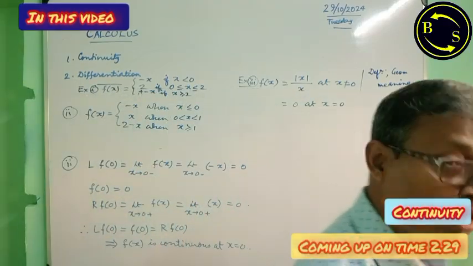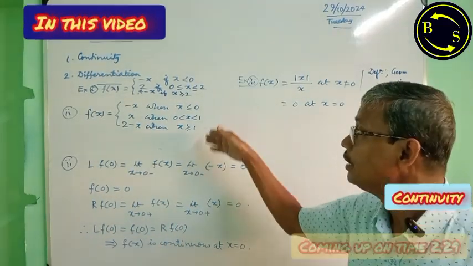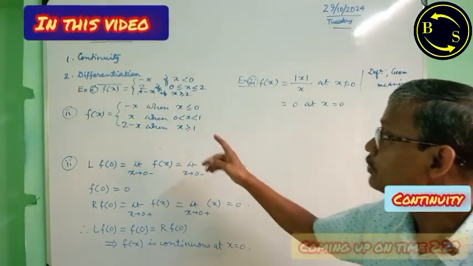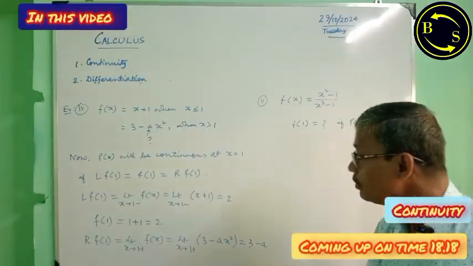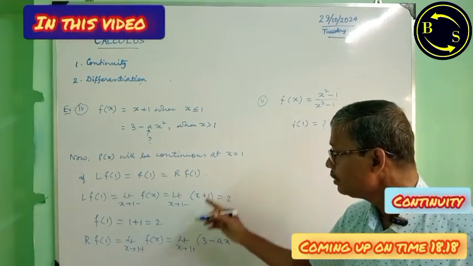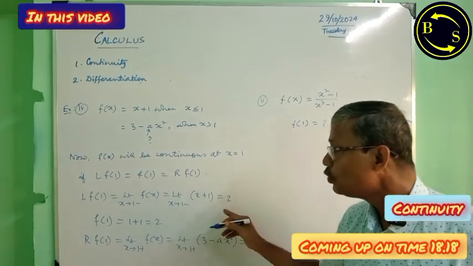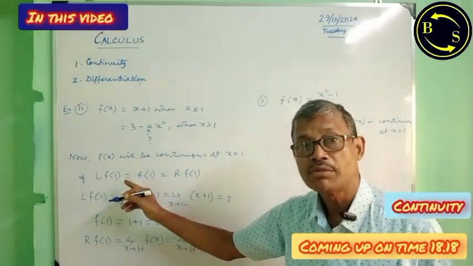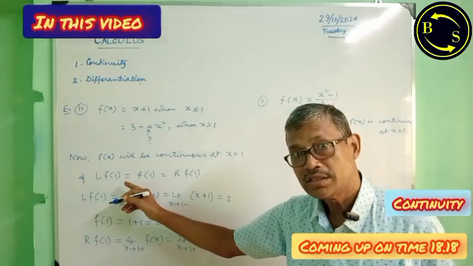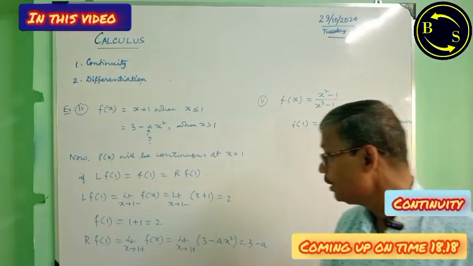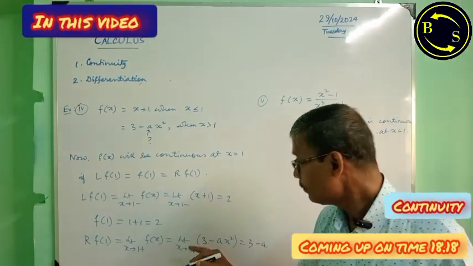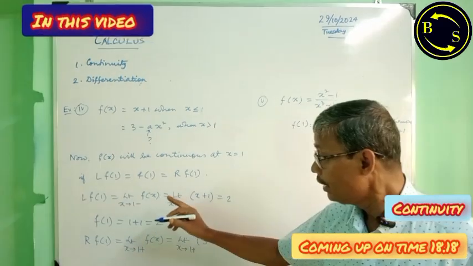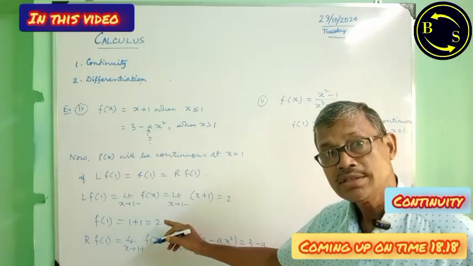Also, by drawing the graph of the function as the conditions are given, we can show easily f(x) will be continuous. Now we find LF1 and F1, both 2, and already we have mentioned the condition of continuity of the function f(x) at x equal to 1 is this one. Therefore, our f1 must be equal to LF1 as well as RF1.